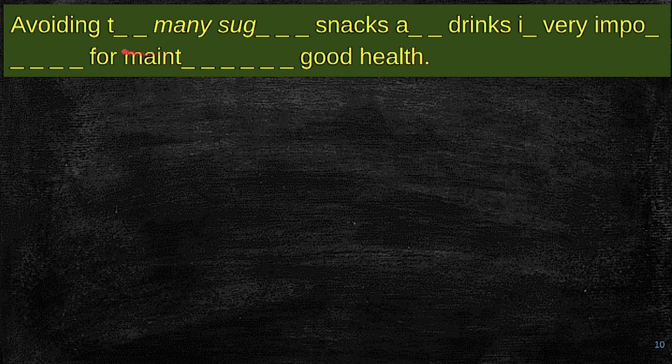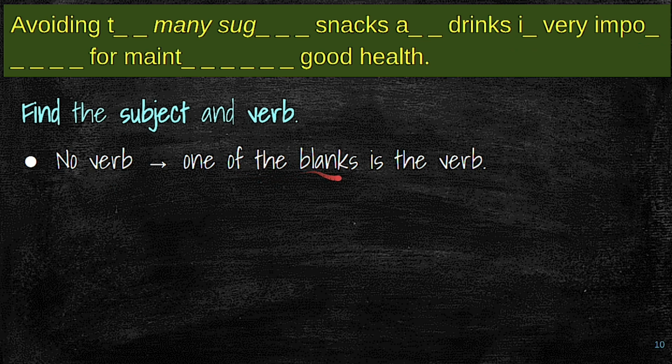This one contains 6 blanks. First, let's read the sentence. Avoiding too many sug snacks, drinks, very impo for maint good health. Whenever you see a sentence with several blanks, the first thing you should do is identify the subject and the verb. At first glance, there is no obvious verb in the sentence, so one of the missing words is most likely the verb. Let's look at the beginning, avoiding.